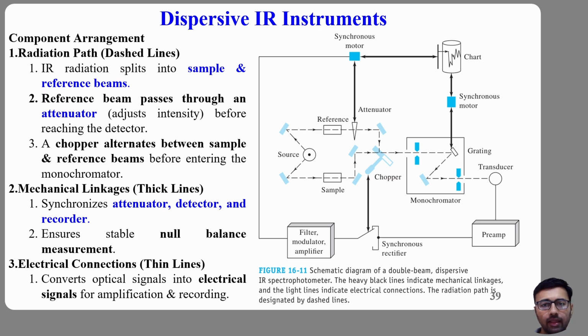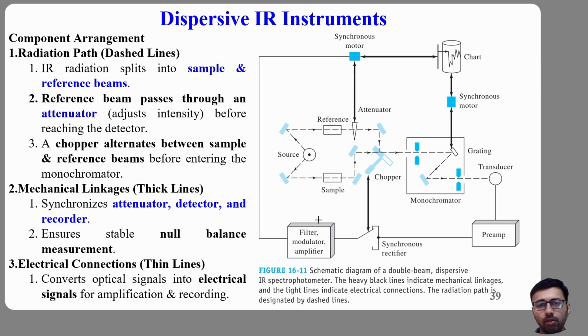These black lines represent the mechanical linkages. This is where the instrument becomes truly fascinating. Dispersive instruments use a system called optical null balancing. The idea is surprisingly clever.